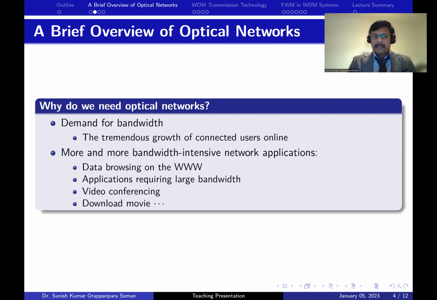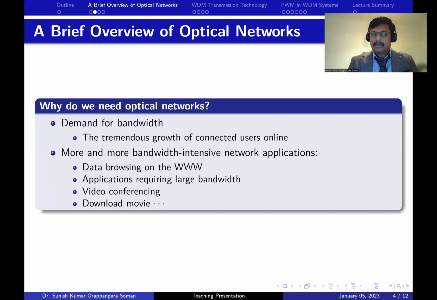So why do we need optical networks? This is one of the important questions we need to discuss. Day to day, the demand for bandwidth is increasing because of the tremendous growth of connected users. We use mobile phones, and we transmit and receive data, and we send messages, video messages. For all these huge bandwidth applications, we need a high capacity channel to carry the data.